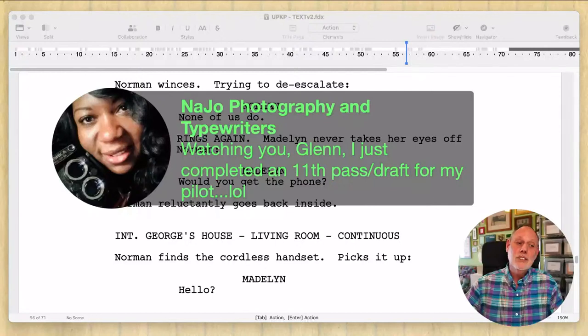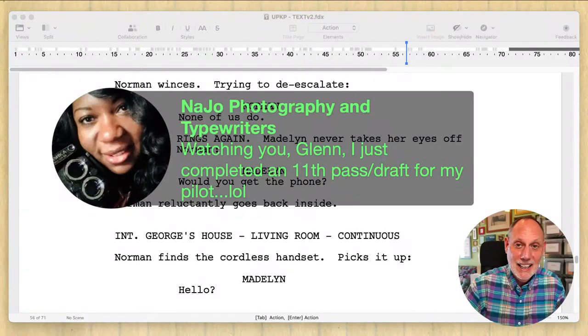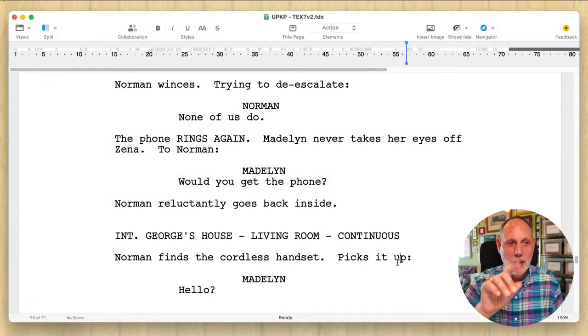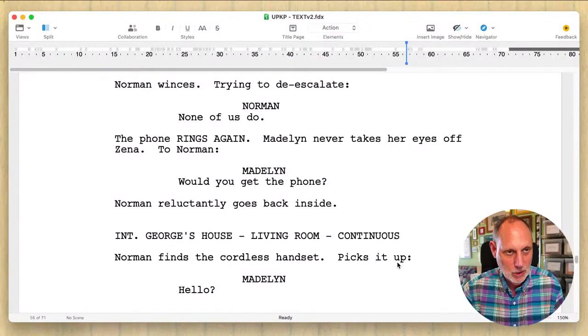Eleventh pass, this Natasha is making me look so bad. She is getting 11 draft passes on a script while I do one. I am admittedly spending less time per day.